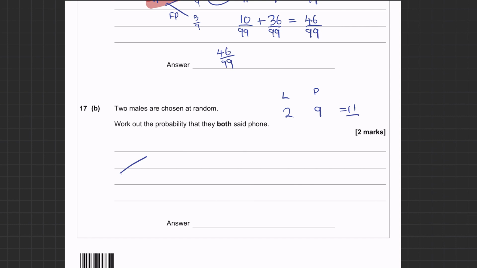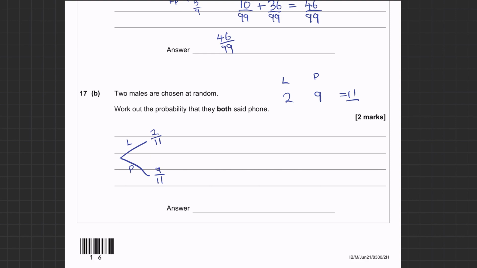So we're going to start with a probability tree. So if they said laptop, there's going to be a 2 out of 11 chance that they said laptop. And if they said phone, there'll be a 9 out of 11 chance that they said phone. So we've got the probability so far. And now this is where you've got to be so careful. So the probability, well, they said we're choosing 2 people. If one person's been picked, we're not going to count that person again. So we're left with 10 males left. So out of 10, just going to rewrite that, out of 10, out of 10.